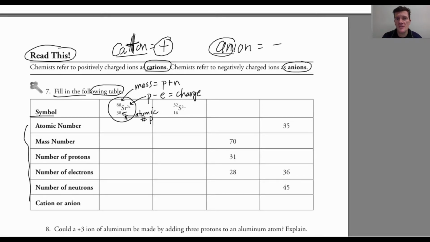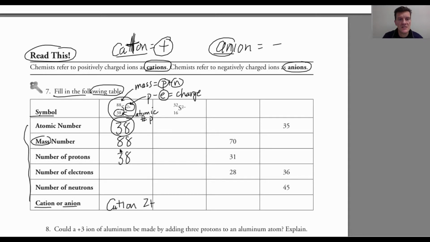So from those 3 numbers, we should be able to figure out the number of protons, number of neutrons, and number of electrons, which is what we're asked to do down here. Atomic number, 38. Mass number, 88. Let's come down here. Cation or anion? It is positively charged, so it is a cation because it says 2 plus there. Now we can get into the specifics of how many of each of these subatomic particles. Let's start with protons because that's the easiest. It is the same as the atomic number, 38.